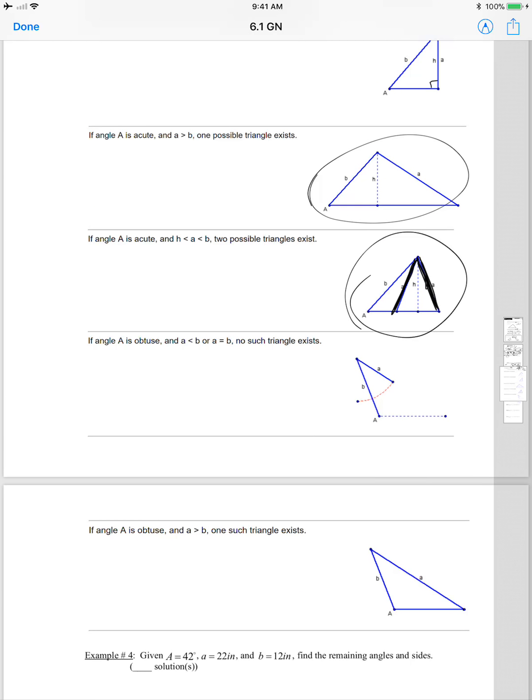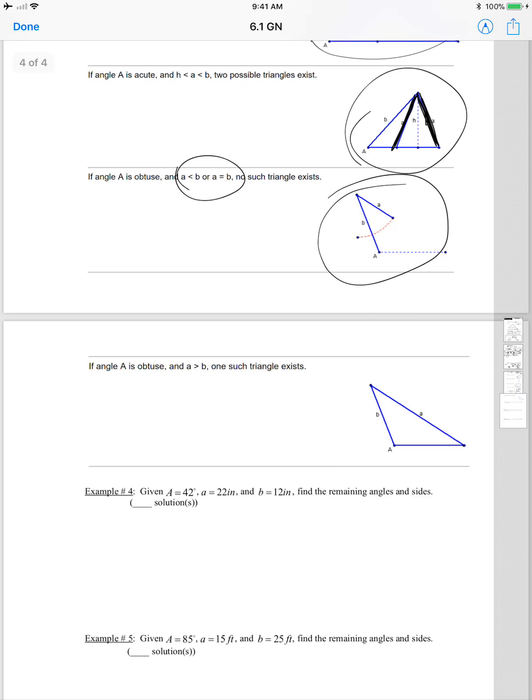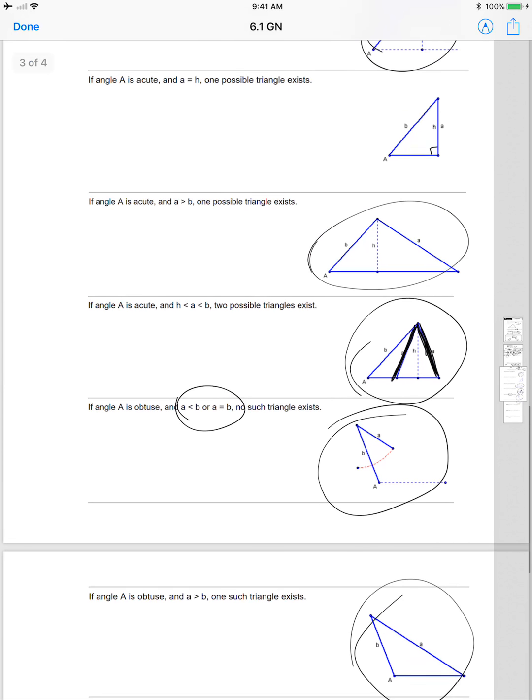We could also have angle A being obtuse. If angle A is obtuse and either of these two things is true, A is less than B or A equals B, then there's no possible triangle. That's just looking at the picture here. There's no way to finish that triangle. If angle A is obtuse and A is greater than B, then there's one possible triangle. So again, there's nothing there that you need to memorize. There is, however, that case where I could have two possible triangles.